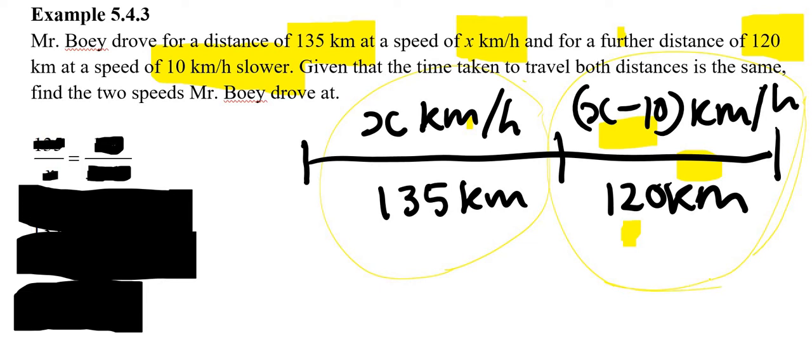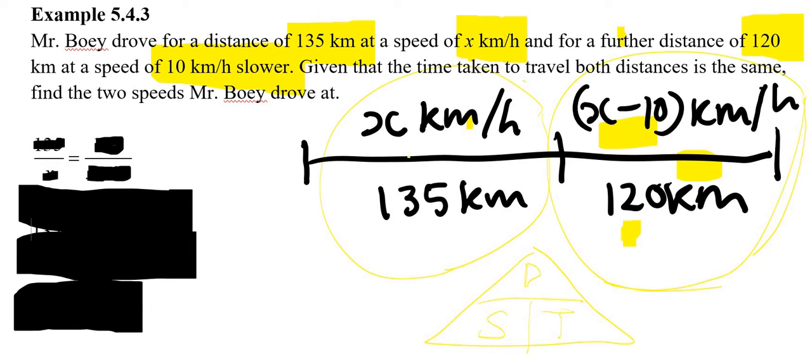So recall the formula for distance, speed, and time. You will have distance on top, over speed times time. So to get time, use distance divided by speed. So you use the two times and equate the two timings to each other.